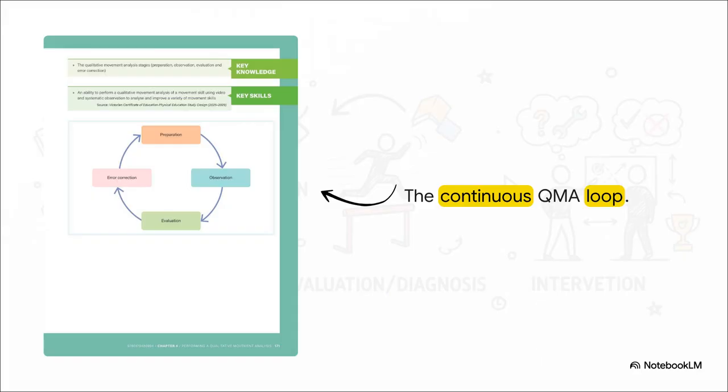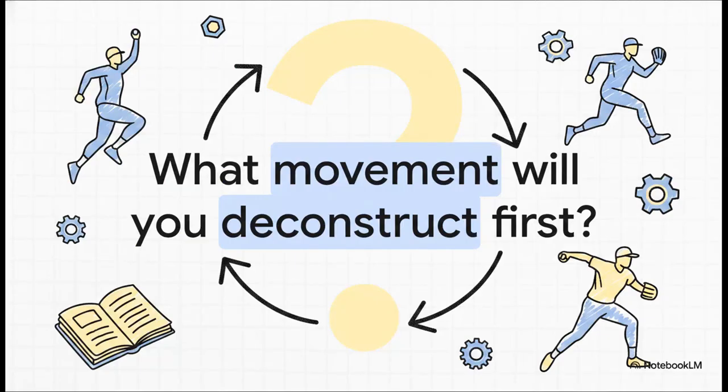Now, if you take away one crucial thing from this entire explainer, make it this. The QMA process is not a straight line. It is a continuous, cyclical loop. Once you implement that feedback and conduct a post-intervention evaluation to see if the athlete actually improved, the whole cycle just starts all over again. Preparation, observation, evaluation, and correction. It's about forever refining that technique toward perfection. Mastery is never truly finished, right? It's an endless loop of refinement and dedication.